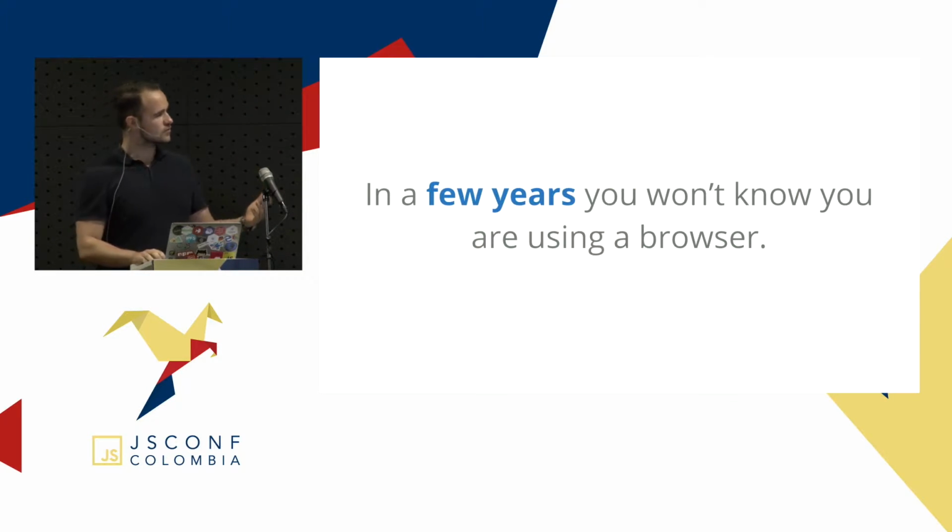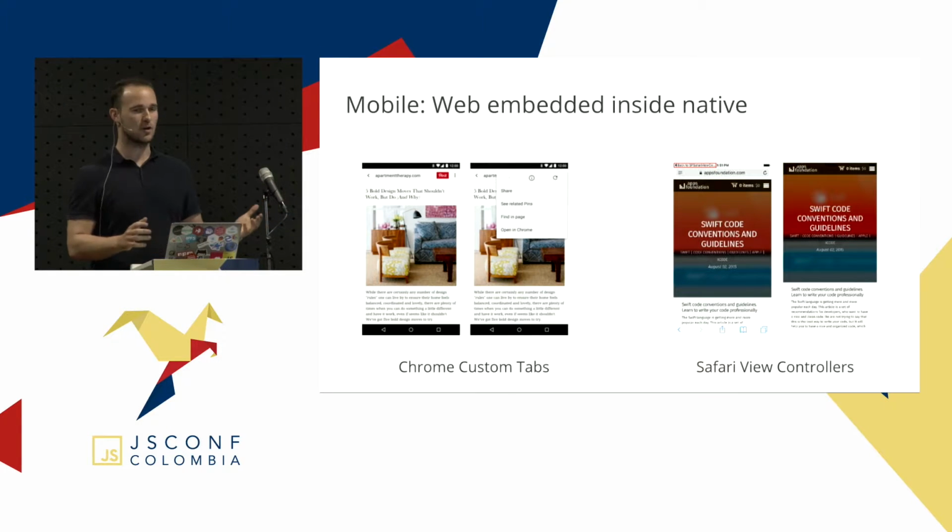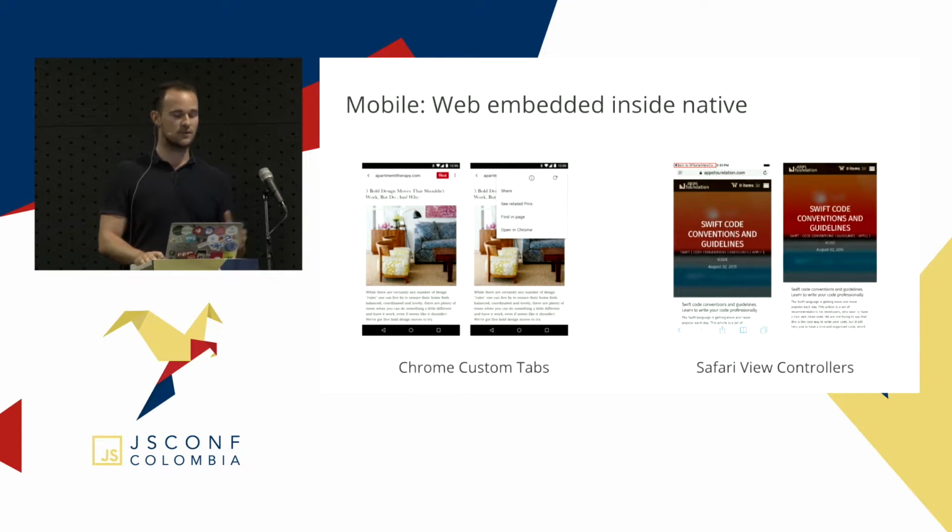And then we're also seeing some trends, and my bet here is that in a few years, you won't know that you're using a browser. Because what we are seeing happening already on mobile is the web being embedded inside native. So what we have here to the left is basically Chrome Custom Tabs in the Pinterest app on Android. It's a native app, but as soon as you click a link, they open up a custom tab of Chrome with all the UI stripped away. So it's kind of an integrated experience inside the native app.